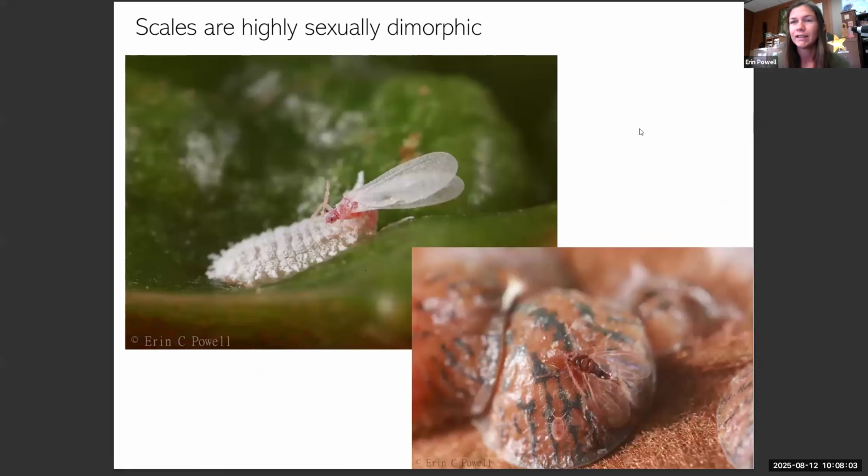So scale insects are highly sexually dimorphic, meaning that the males and females look extremely different. This makes them quite interesting in terms of insects in general. They're some of the most sexually dimorphic insects among all of the insects.